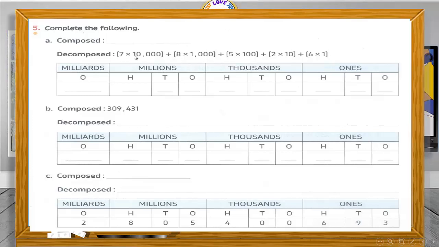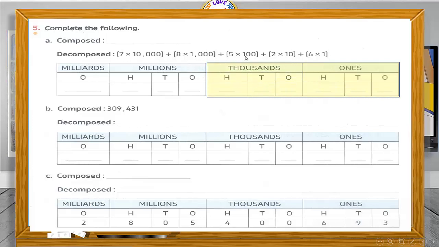7 times what? 7 times 10,000. Where is the 10,000 place? Here. So we have 2 periods. And put the digits inside the places. 7 in the 10,000 place, so you should put 7 in the 10,000 place.